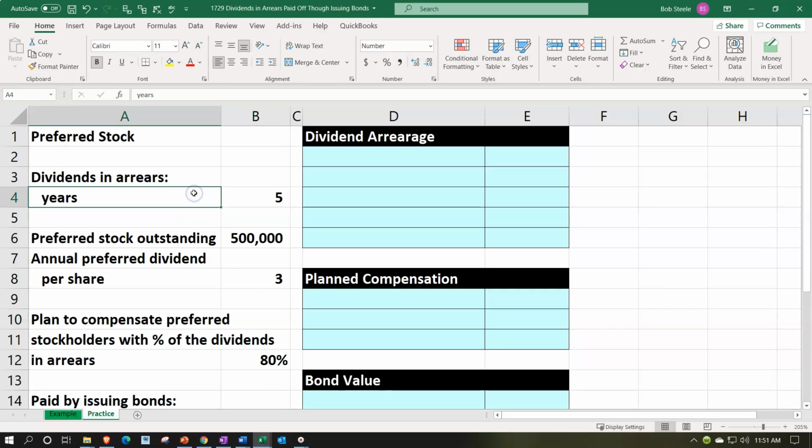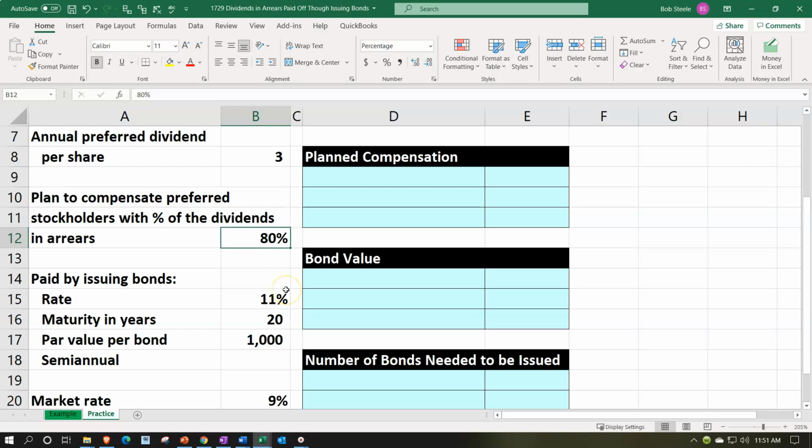So, information in more detail: we've got the dividends in arrears, going to be 5 years overdue basically on the dividends to the preferred stockholders that have not yet been paid. So we'll have to calculate what that will come out to. Preferred stock outstanding is going to be the 500,000. Annual preferred dividends per share is going to be $3 per share. The plan to compensate preferred stockholders is with a percent of the dividends in arrears. We're going to try to come up with an agreement with the preferred stockholders to pay off 80%, and we plan to be doing so by issuing bonds in order to pay it off.